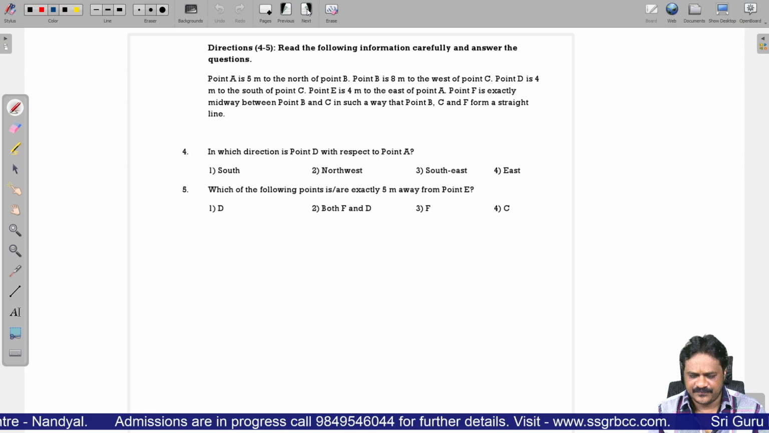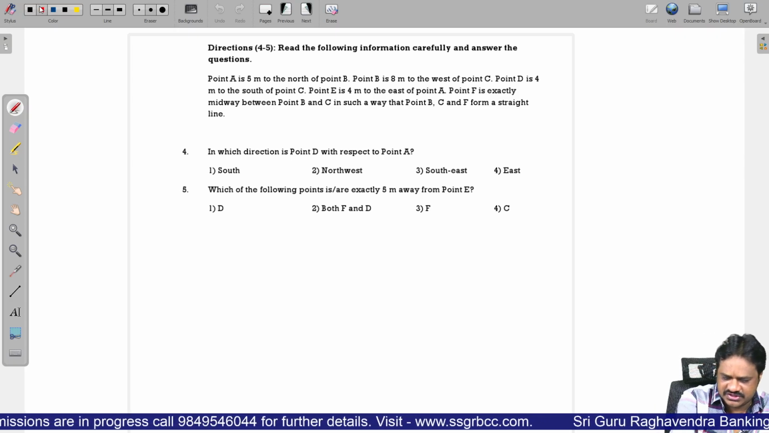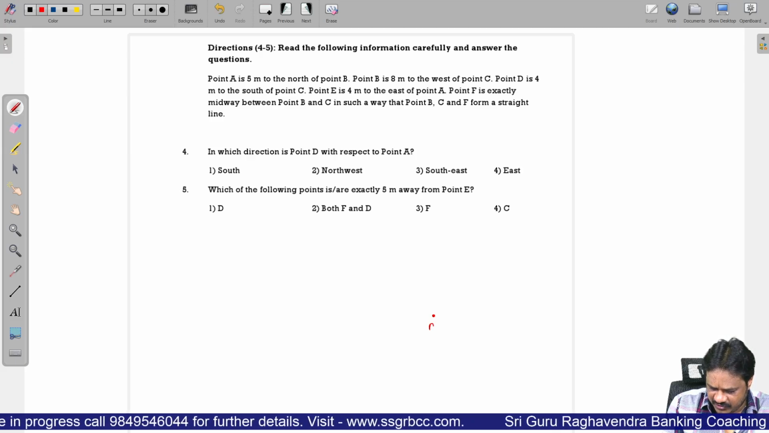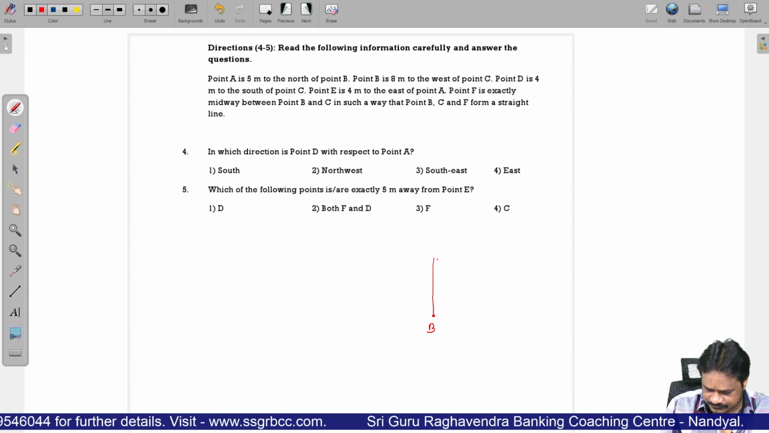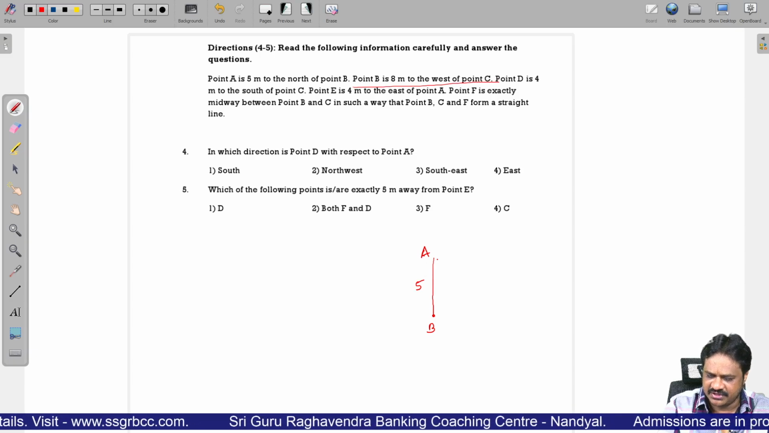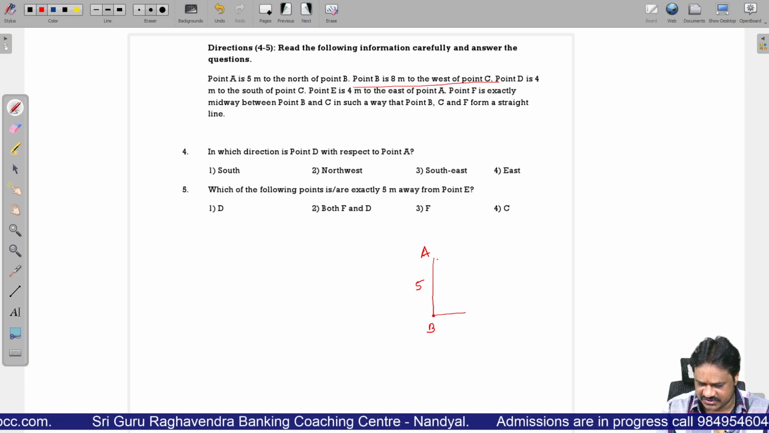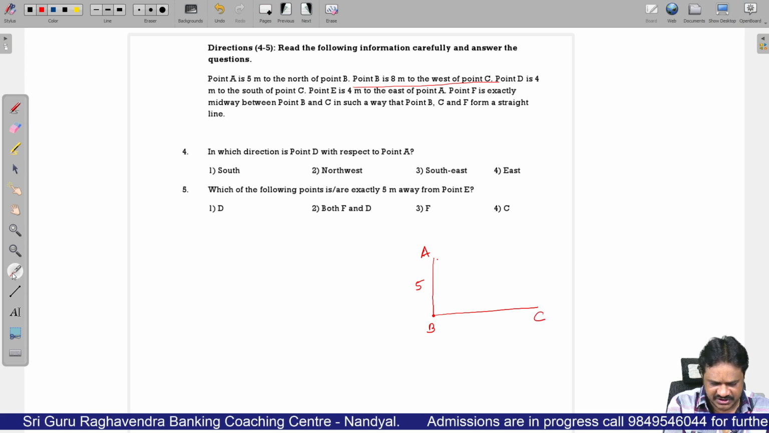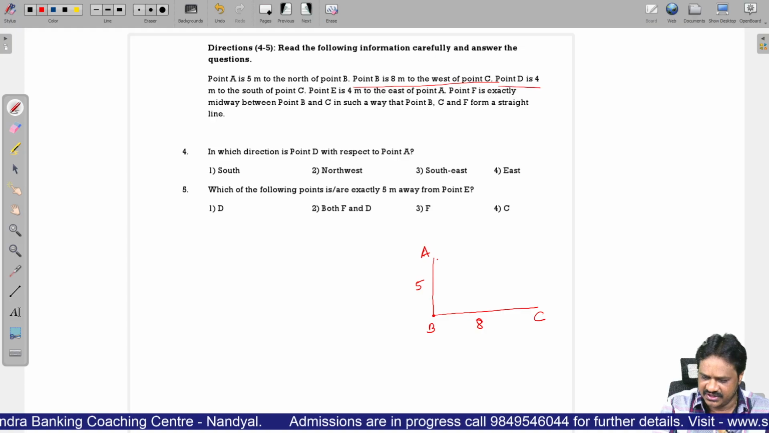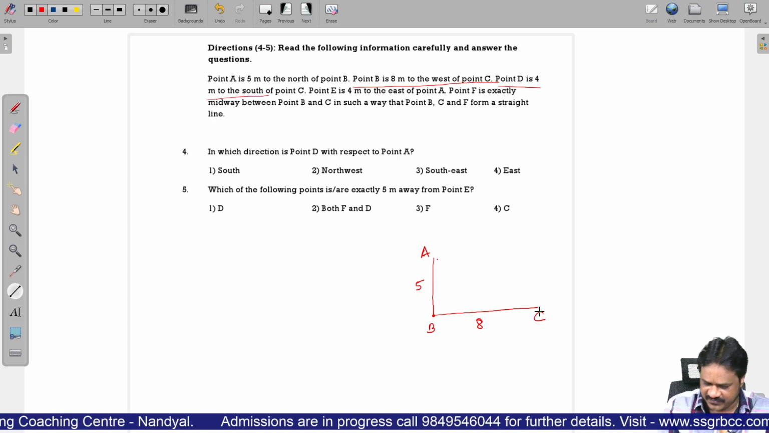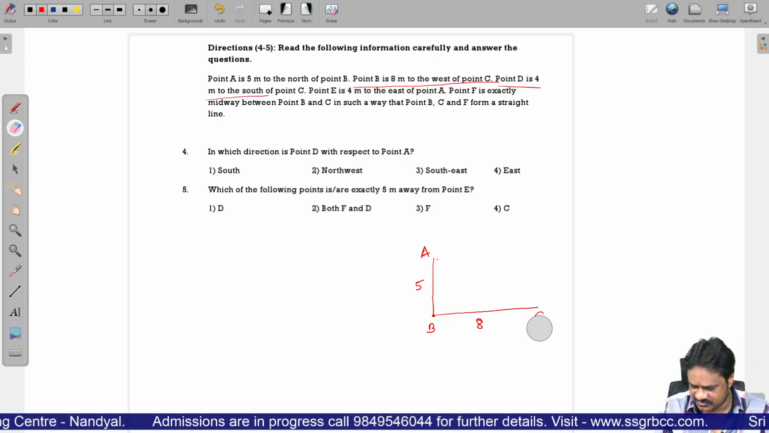Point A is 5 meters to the north of B. So first I will draw one point, that is B. From B, draw one line to the north. This is 5 meters, this is A. Point B is 8 meters to the west of C. See, here C west to B, how many meters? 8 meters. D is 4 meters to the south of C.